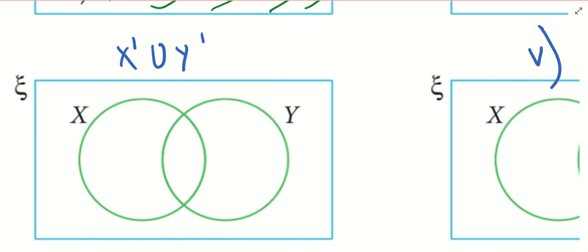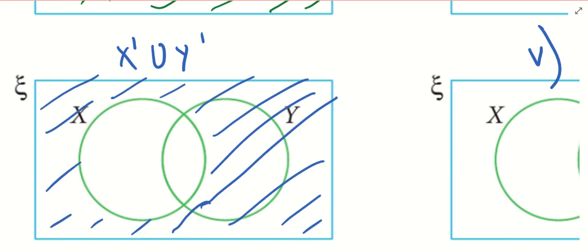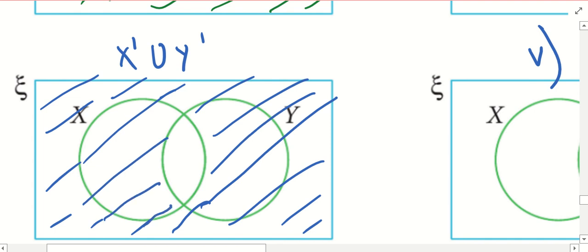X complement means everything outside x. So I shade everything outside x. Correct? Now, I also need to shade everything outside y. So actually, if I want to shade everything outside y, can you see this? The only thing that is not shaded is the middle portion, the overlapping region. Am I right? Okay.